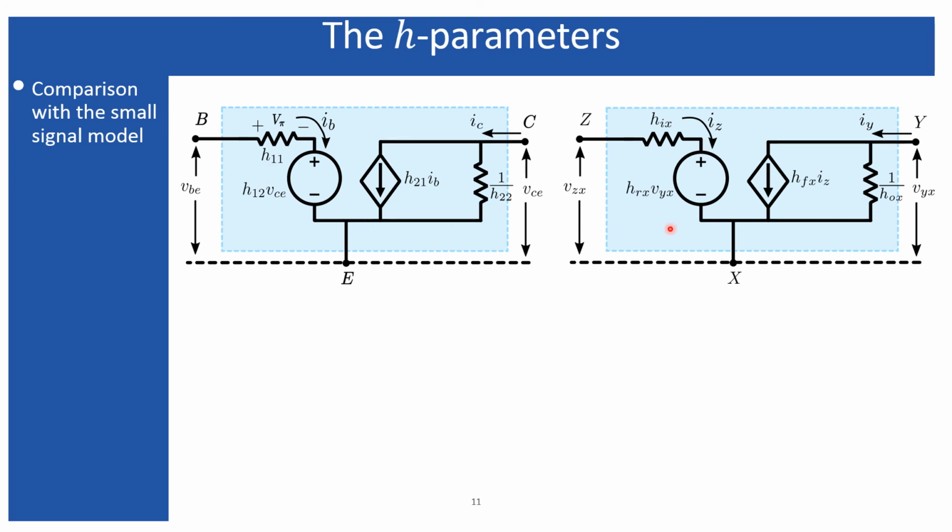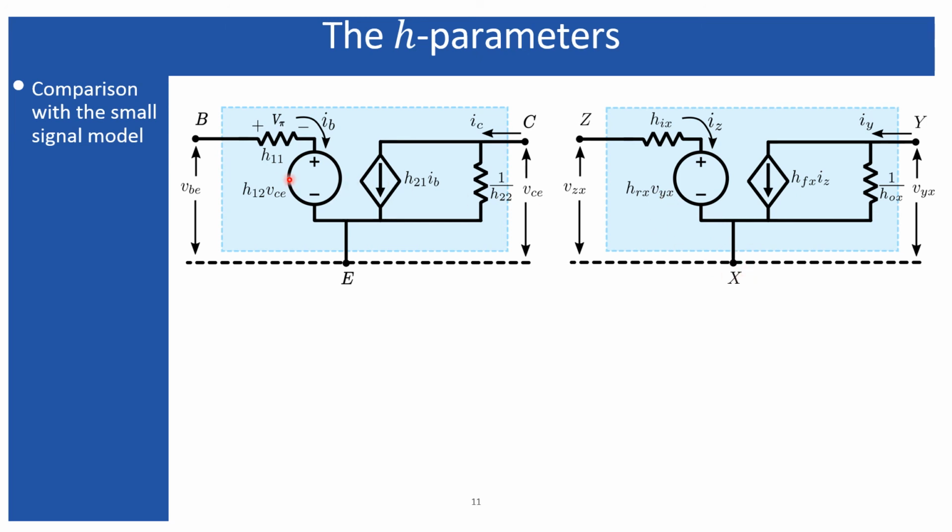So look at this diagram. This diagram can make you understand what I just want to convey to you. Say for example, the input terminal is Z, the output terminal is Y, and the common terminal is X. This X, Y, and Z, obviously you can understand, can be emitter, base, and collector, whatever. I have replaced them in general terms.